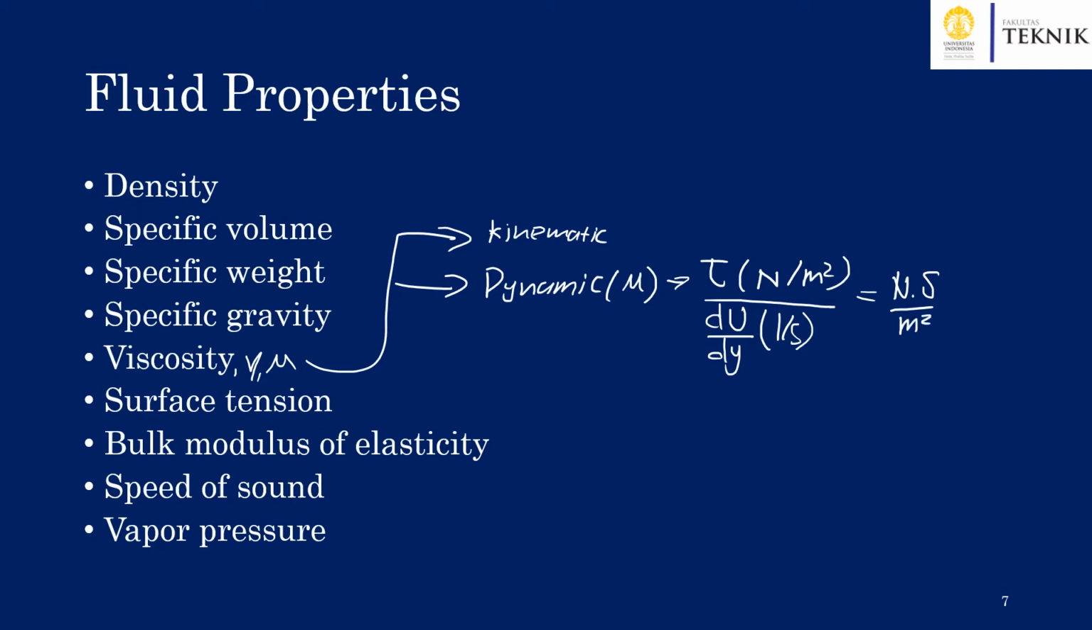On the other hand, the kinematic viscosity, or in Greek letter written as nu, is the ratio between dynamic viscosity, mu, divided by density, and it has a unit of meter square per second. Viscosity itself is a temperature dependent property. Generally, for liquid, the viscosity will decrease as the temperature increases. On the other hand, for most gases, the viscosity will increase with an increase in temperature.